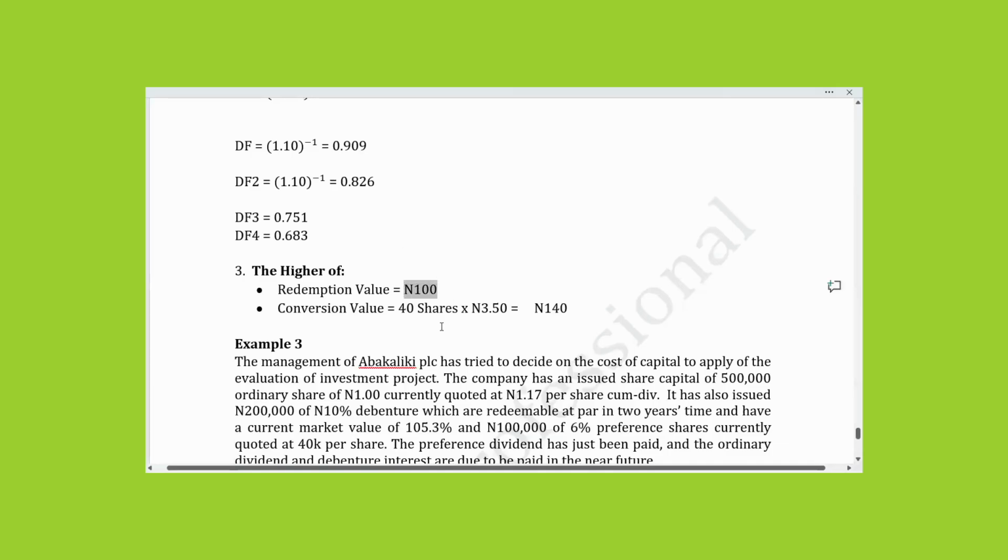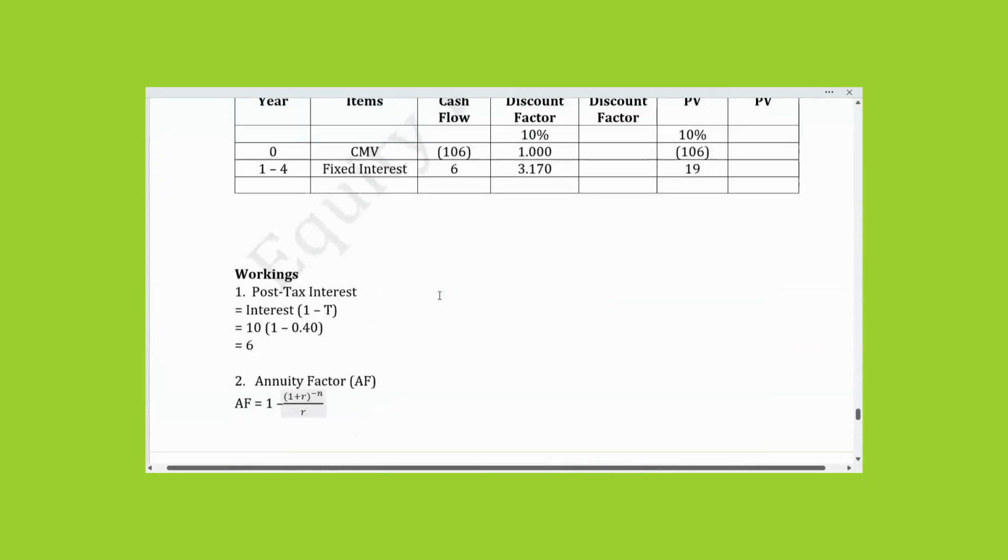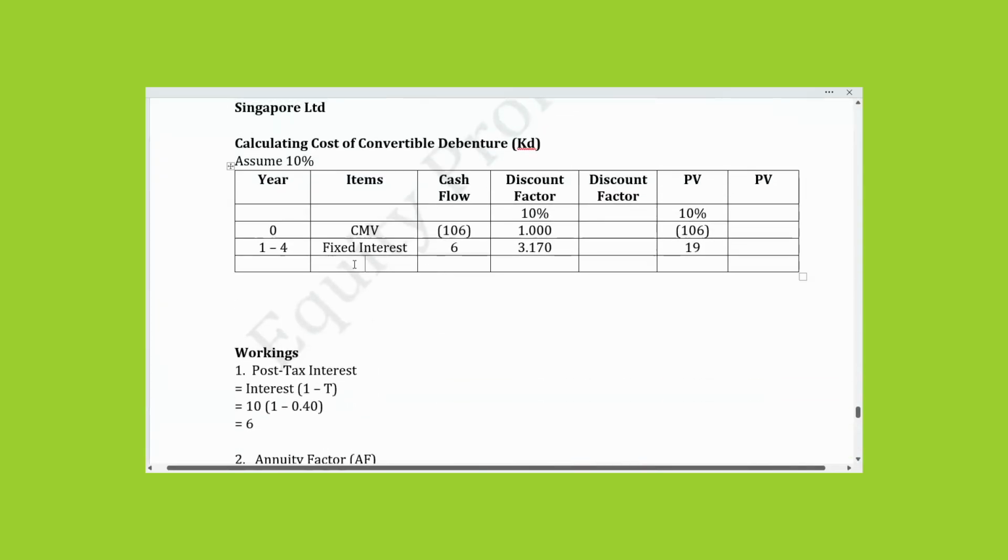So where the examiner is silent, you are not told how it will be redeemed, you will assume that it will be redeemed at par, which is 100 naira. So you then compare this 100 naira redemption value with the conversion value. To get the conversion value, you multiply the number of ordinary shares with the market price at the exercise date. That's what gave us this 140 naira. Because conversion value is higher than redemption value, it is profitable and the investor can exercise their right to convert to ordinary shares.